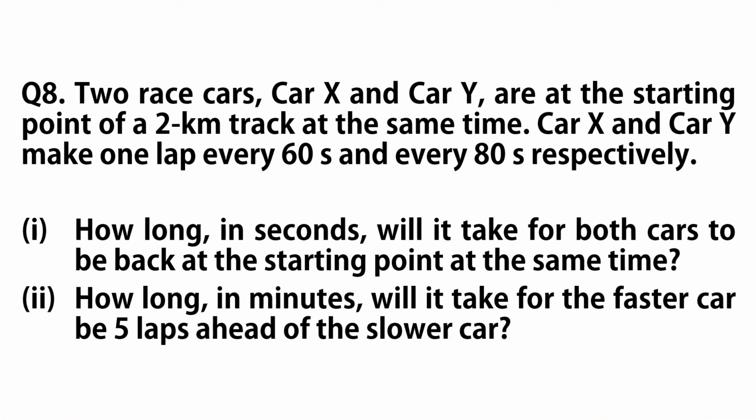Two race cars, car X and car Y, are at the starting point of a 2-kilometer track at the same time. Car X and car Y make one lap every 60 seconds and every 80 seconds respectively. How long, in seconds, will it take for both cars to be back at the starting point at the same time? How long, in minutes, will it take for the faster car to be 5 laps ahead of the slower car?